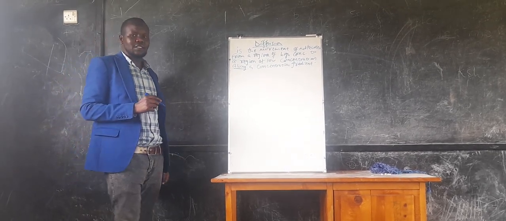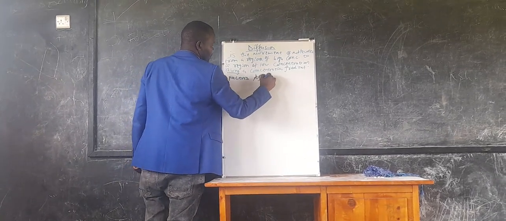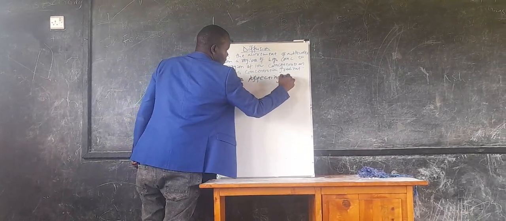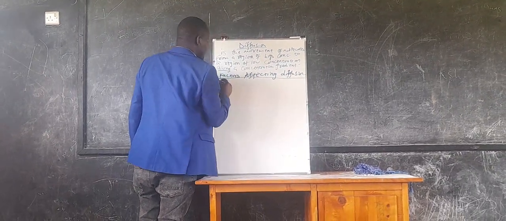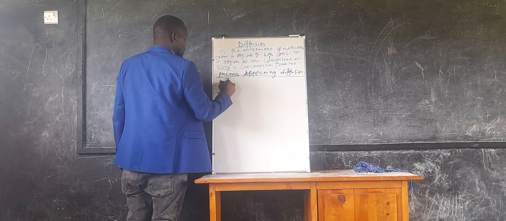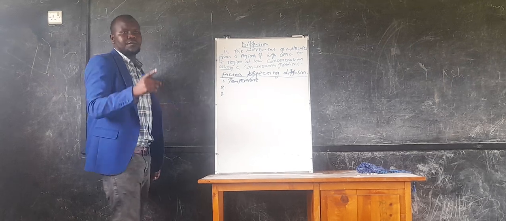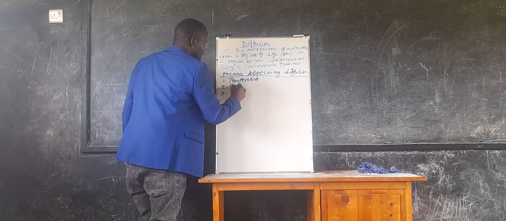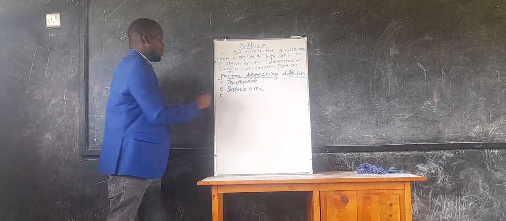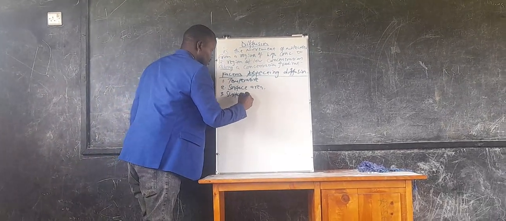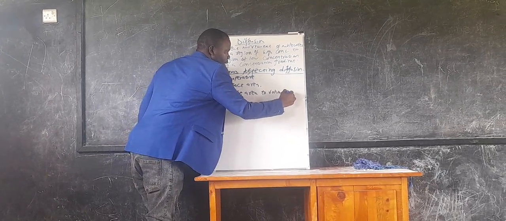Then we say we have factors, right? Factors affecting what? Diffusion. Which are these factors affecting diffusion? Let's read them. Temperature. Second, surface area. We have surface what? Area. Surface area to volume ratio.